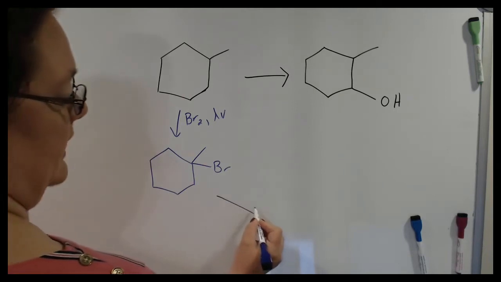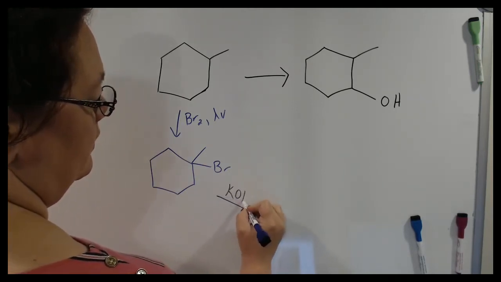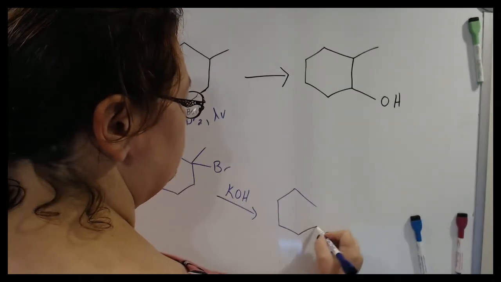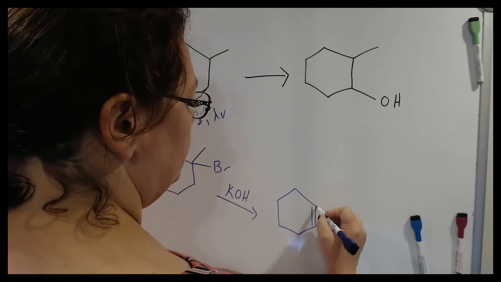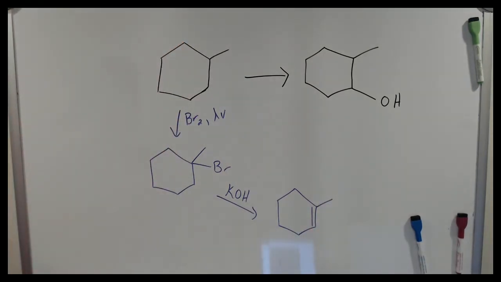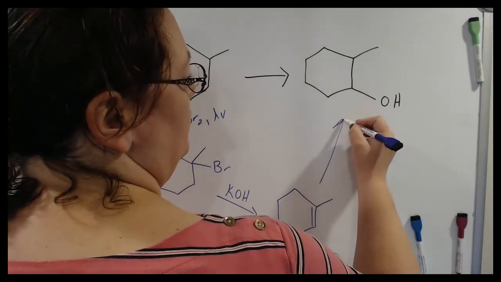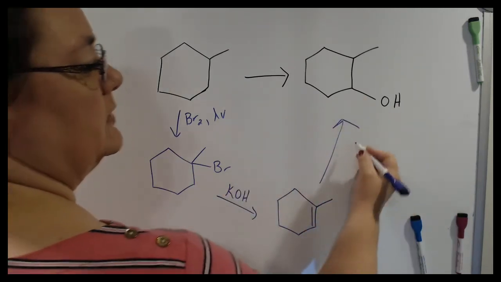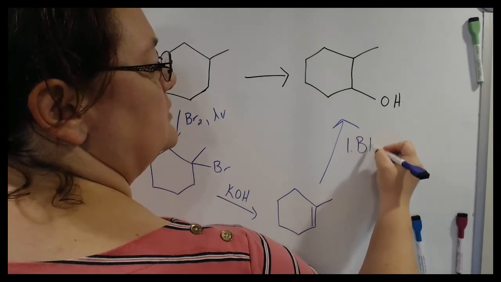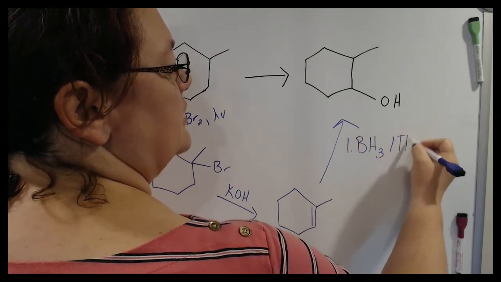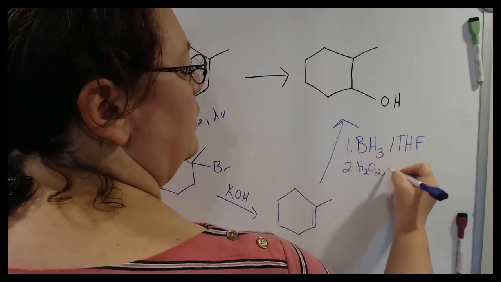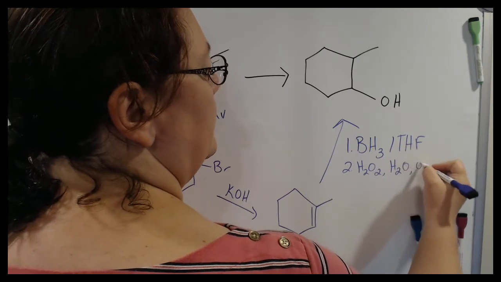Then we can simply add a base, like KOH. And what that's going to do is it's going to produce a double bond, like this. And then, if we want the OH to go to the least substituted carbon, we first need to add BH3 and THF, followed by H2O2, H2O, and OH minus.